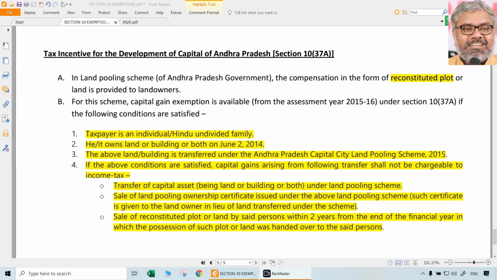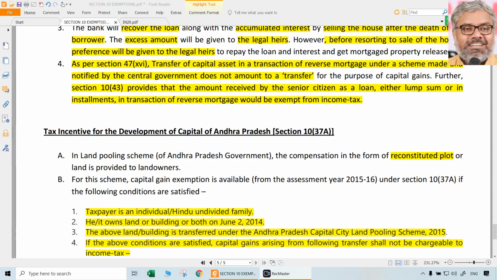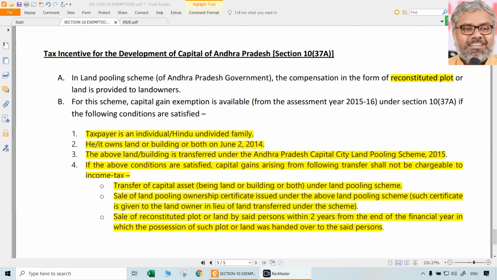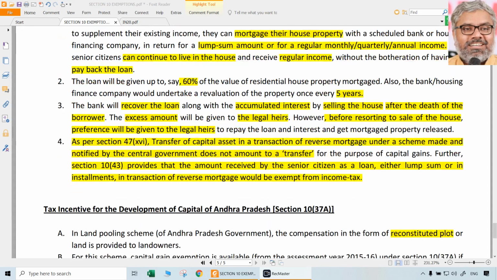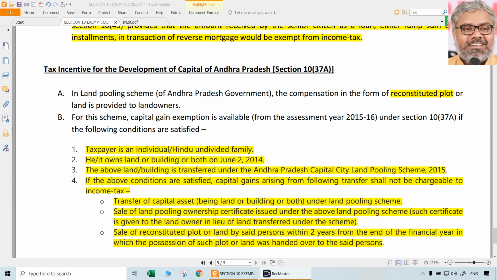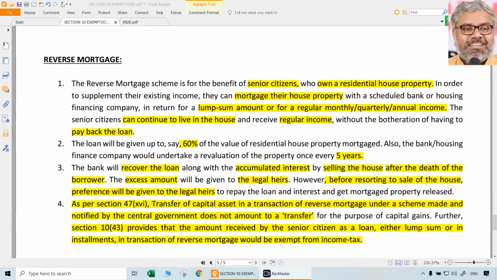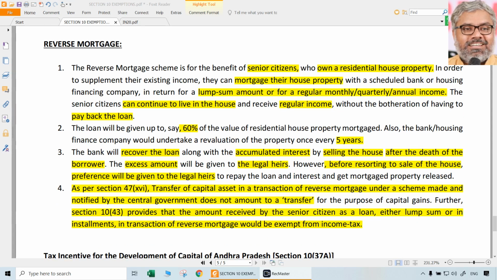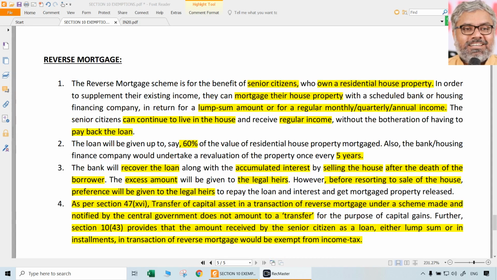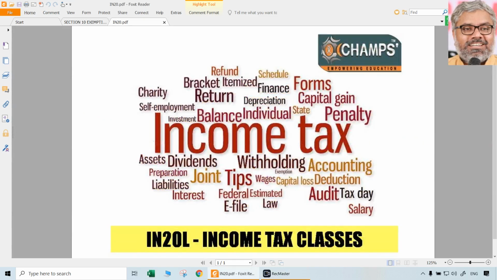And the second thing is, nobody can say that they have done a great job in achieving this section in parliament, because the farmers have given up their land and they would have got exemption under section 10(37) anyway. Just because 10(37A) is introduced, they are not getting any additional benefit. That is the understanding of this section, but you should not write all this in an exam. You have to just write the provision and its applicability in the case of land or building given up in the land pooling scheme of the Andhra Pradesh Capital City Development. That's it.